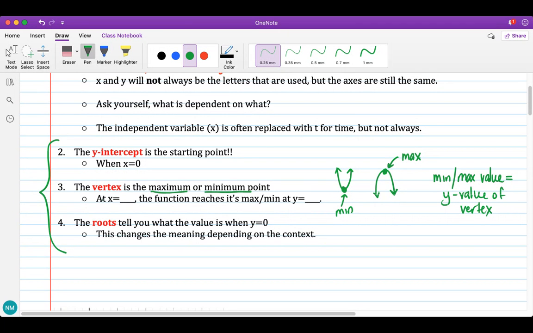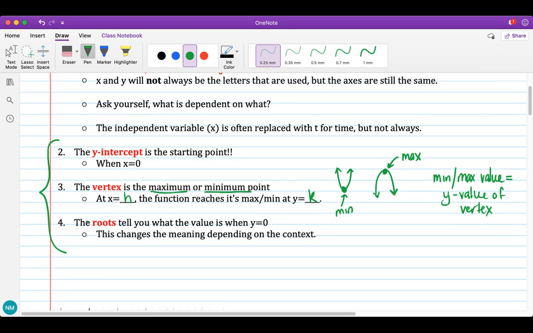Okay? So at x equals h, whatever h is, the function reaches its maximum or minimum of k, with the vertex being h, k. So we'll talk about what that means when we do examples. It's really hard to talk about it in theory. Let's talk about it in practicality when we get to our examples.